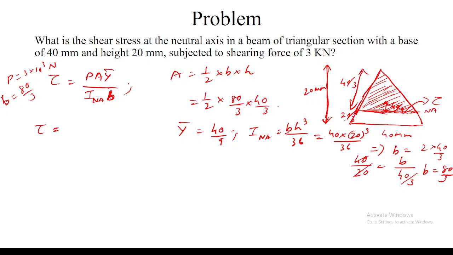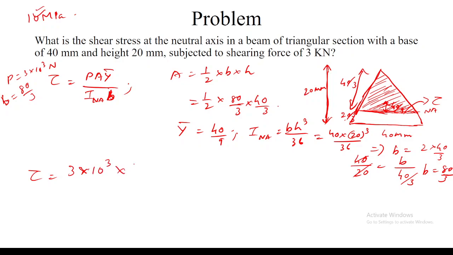Sir, is it 50.6? 50.6, no. Please check whether you are getting 10 megapascal as the answer, okay? Maybe I will also try to do this, okay? 10, sir. Yeah. Please check whether you are getting 10 megapascal, okay? That is the answer.